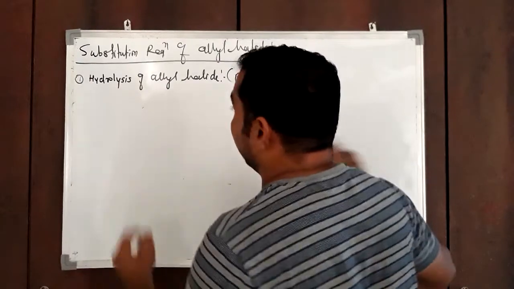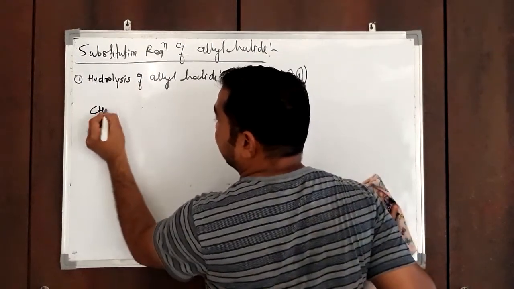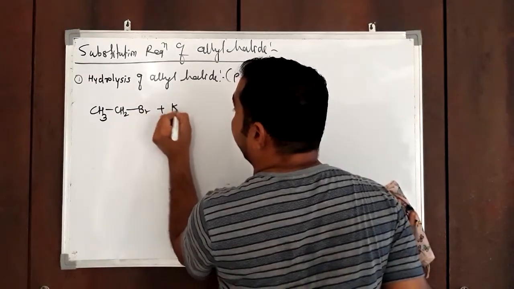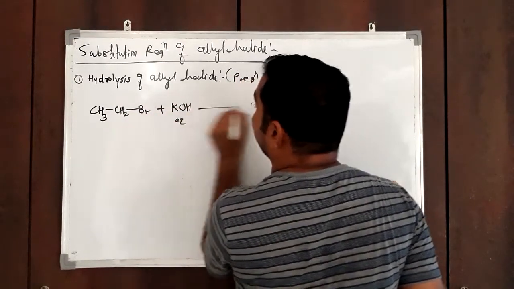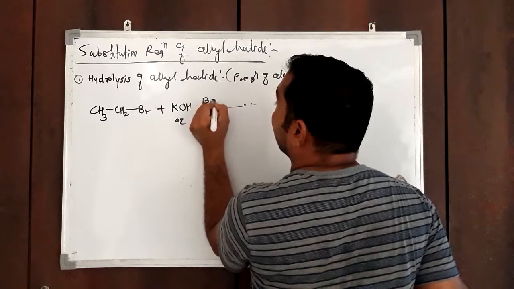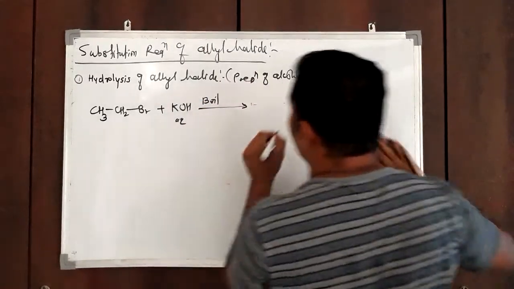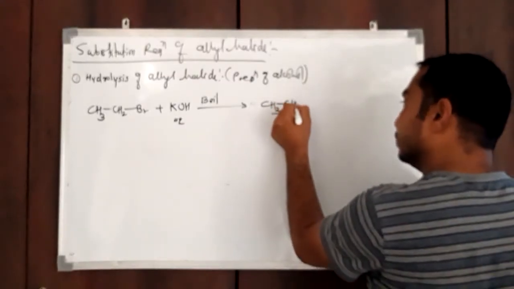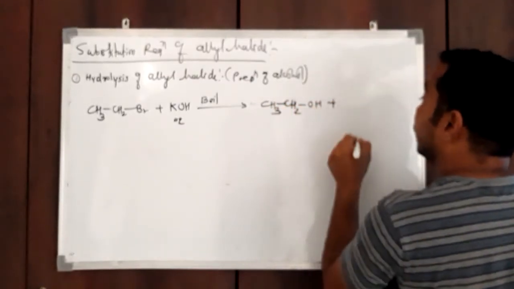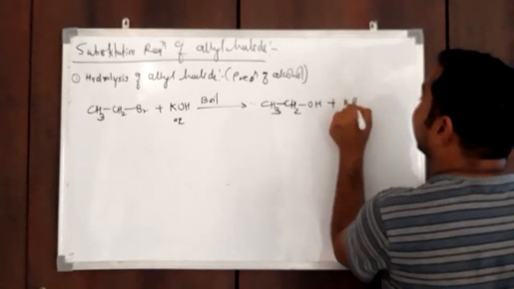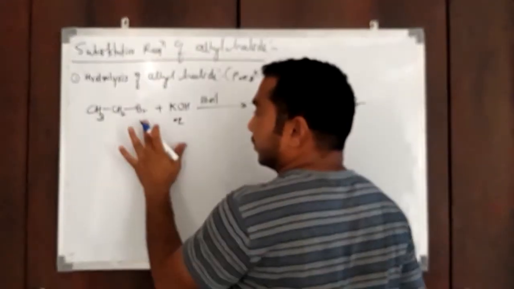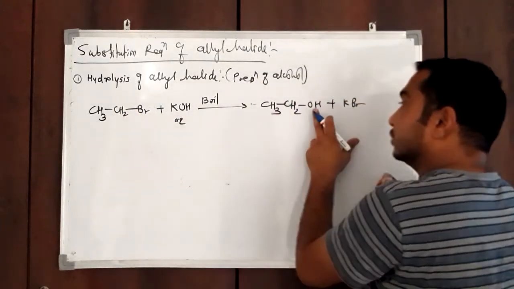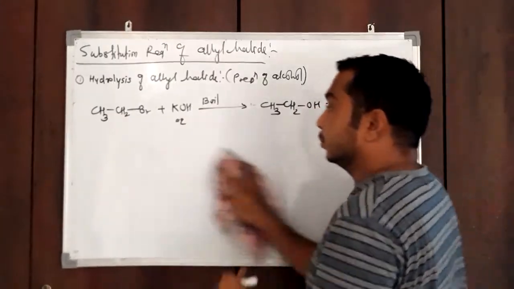Okay, example, take any example. Take ethyl bromide plus aqueous solution of KOH, boil it, then it will give, we just have to replace Br by OH, plus KBr. This is one of the methods for the preparation of alcohol by using alkyl halide. Simple: to the carbon to which bromine is attached, we have to attach the OH group. Okay, alcohol.